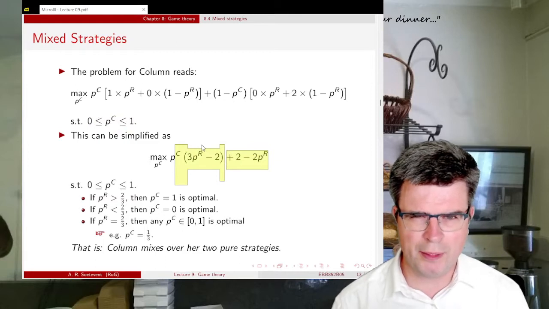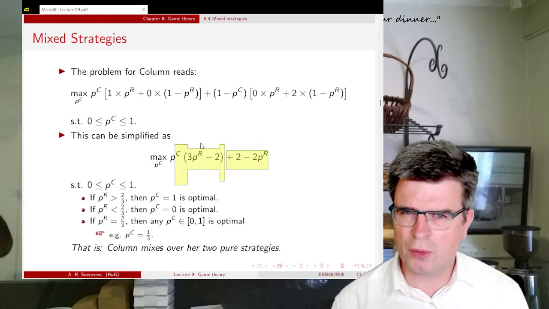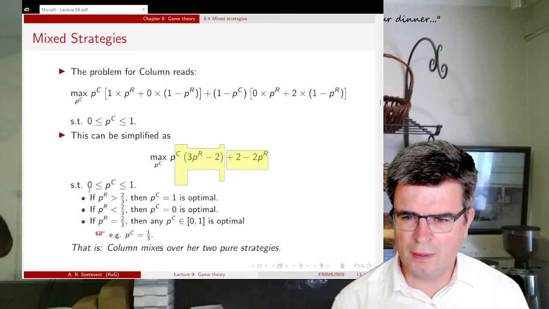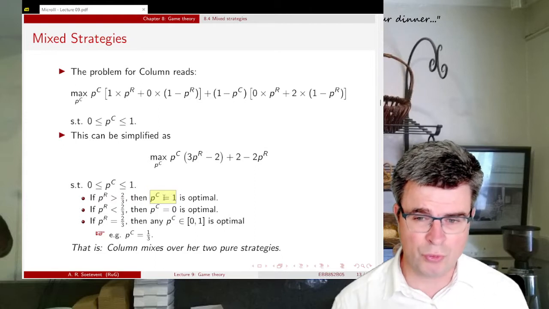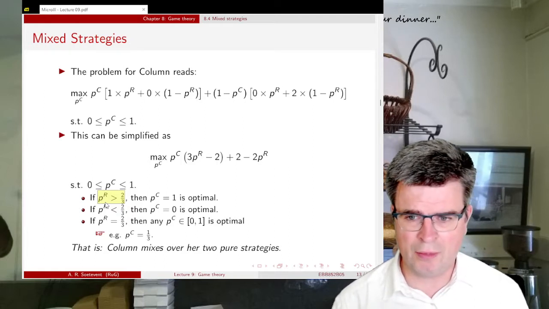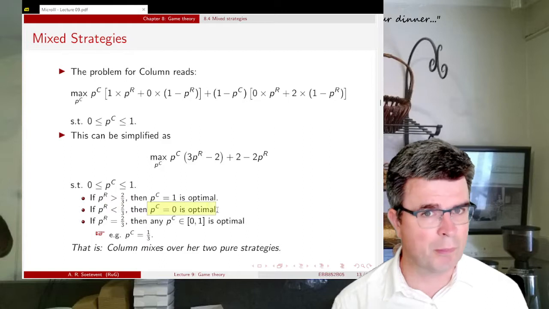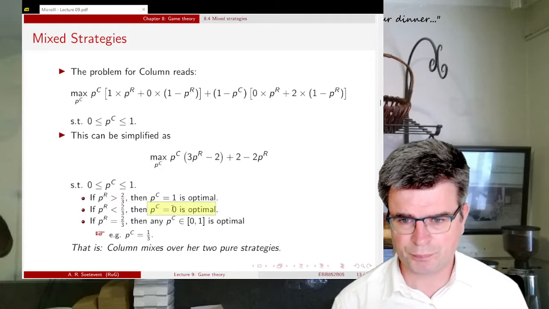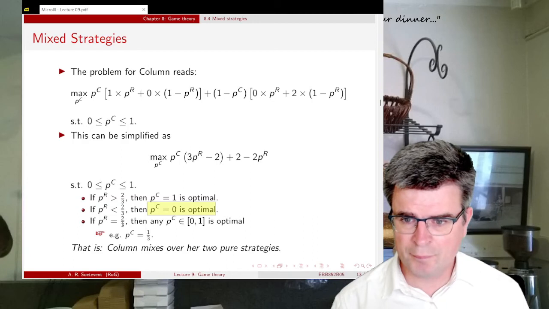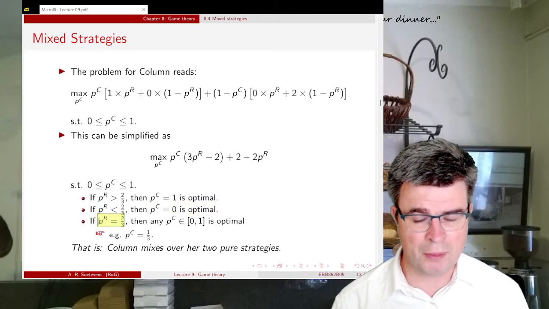So for the column player, so that is the person who rather goes to Sweden than to Italy, but still the column player will decide to go to Italy for sure if the row player has a sufficiently high probability of choosing Italy. When it's lower than 2/3, then it's optimal for the column player to choose Sweden. And then again, we have a borderline probability of 2/3.